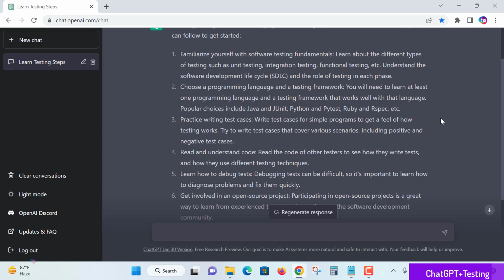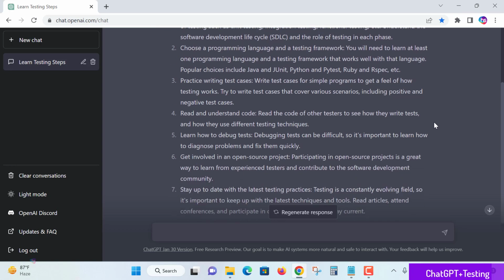The next one, practice writing test cases. Yes, this is very important, and you need to think about how real-world test case scenarios would be. Then you will easily understand the client requirements. So write test cases for simple programs to feel how testing works. Try to write test cases that cover various scenarios, including positive and negative test cases. Read and understand code. Read the code of other testers to see how they write test cases and the different techniques they use while testing.